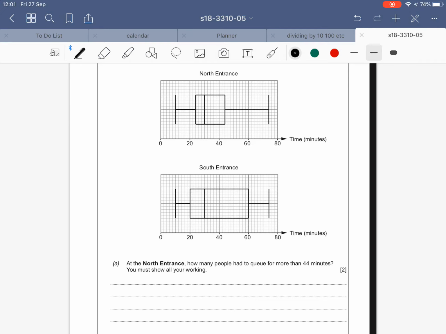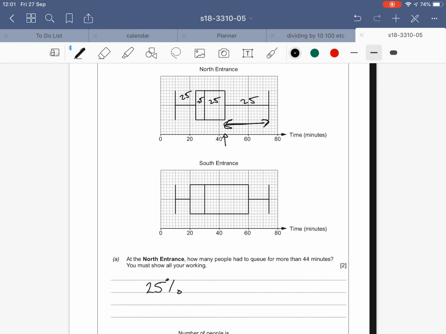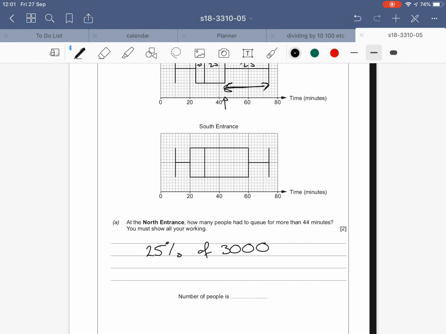So 44 minutes is going to be exactly here. So how many people queued more than this? So you basically want this gap here. Now with box and whisker diagrams, this represents 25%, this is 25%, this is 25%, and this is 25%. So you just need 25% of how many people there were. And they told me that earlier, didn't they? 3,000 people. So 25% of 3,000 people is 750.